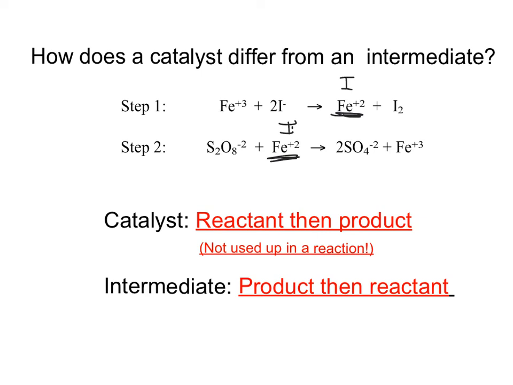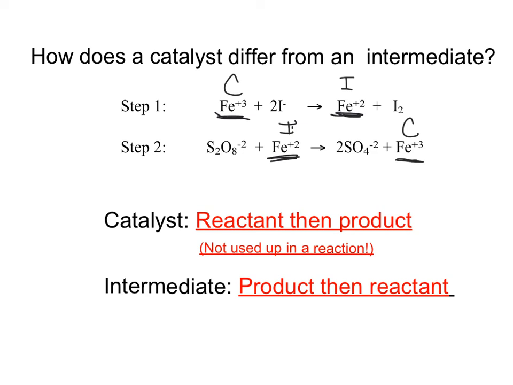A catalyst is something you start with, you use it, and then you remake it later. At any point later, as long as you remake it, you're good. So if we looked at this example, Fe plus 3 is going to be my catalyst because I use it, it disappears, and then I remake it. In other words, an intermediate is a product, then a reactant later, whereas a catalyst is a reactant and then a product later.